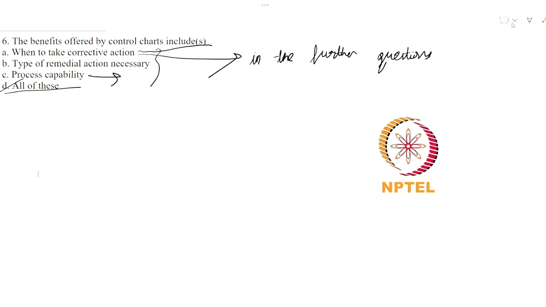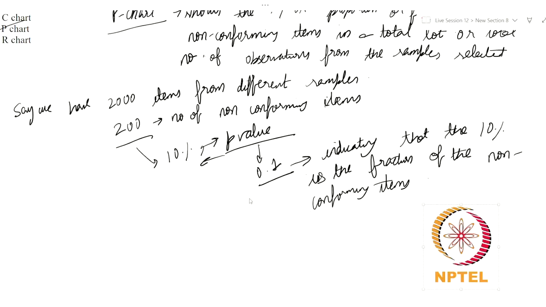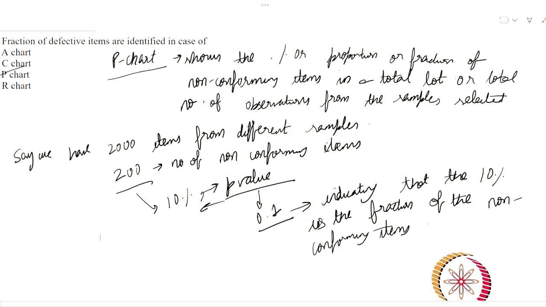Now, the benefits offered by the control chart we will see in the coming section. This is very important. The fraction of defective items is identified in the case of the P bar chart.